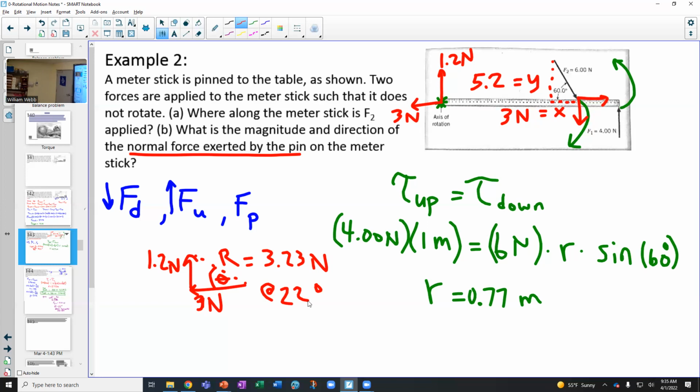Do you have questions? Okay, if the thing was moving, if it was actually rotating, how would that change the normal force? That's a lesson for Monday.